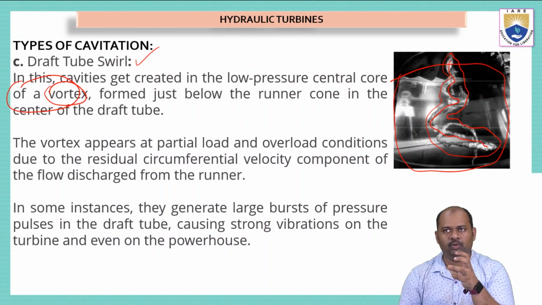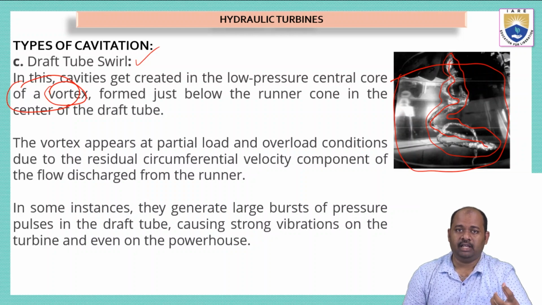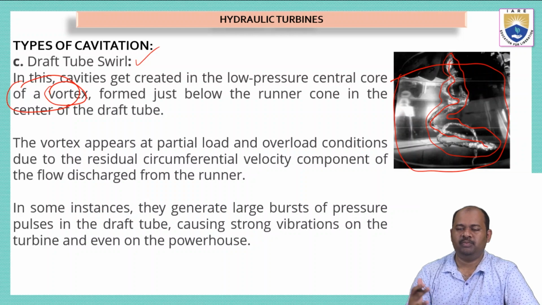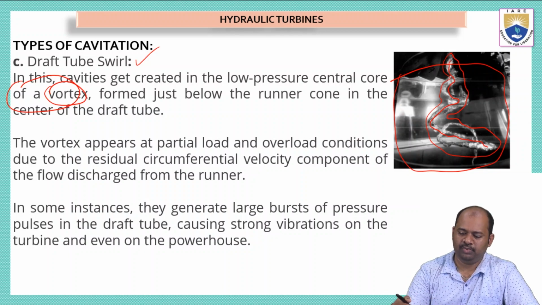If cavitation occurs, it creates a large amount of pressure vibrations inside the draft tube. The draft tube may break, or it may be detached from the turbine casing. This may cause a catastrophic failure where the entire turbine is no longer usable for the production of electricity. So this draft tube swirl should not happen, and we have to take necessary measures to avoid its formation.